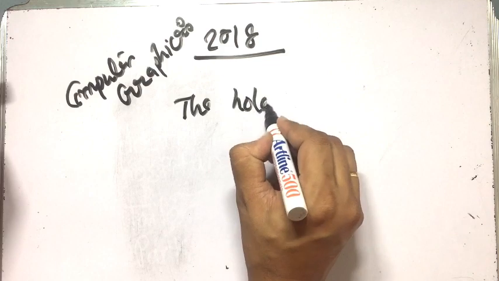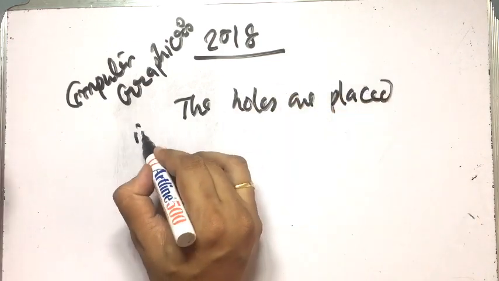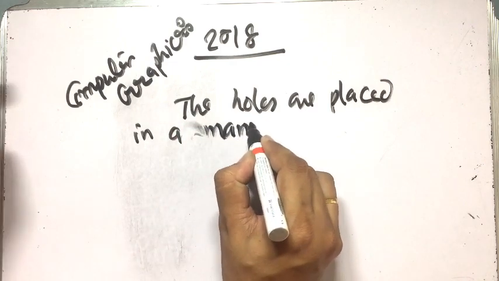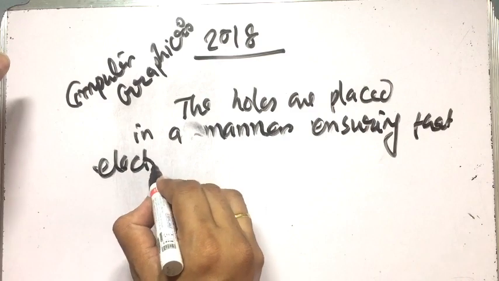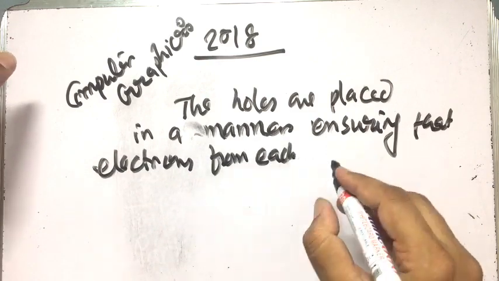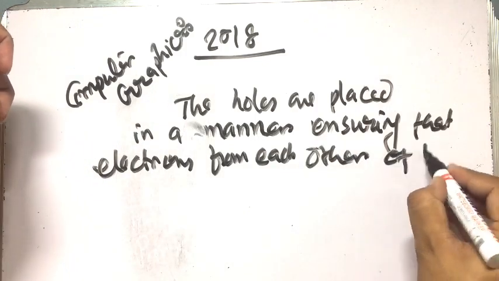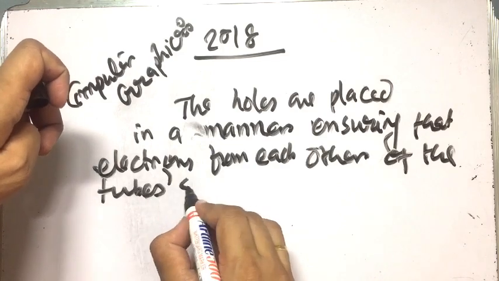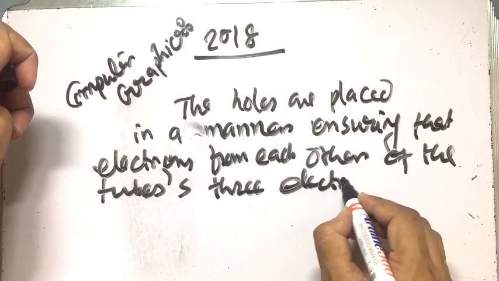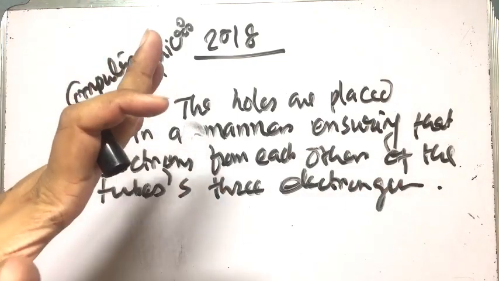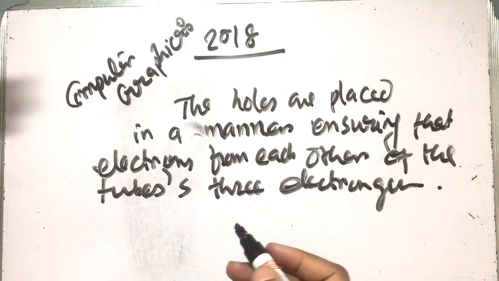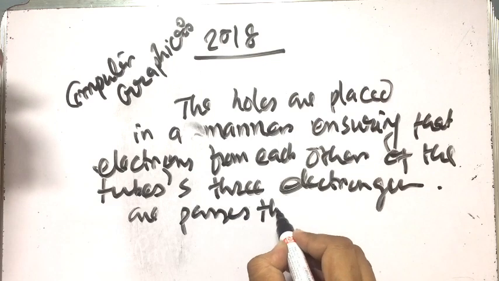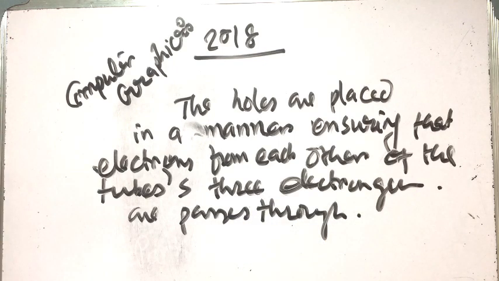The holes are placed in a manner ensuring that the electrons from each of the three electron guns at the back of the tube pass through them.